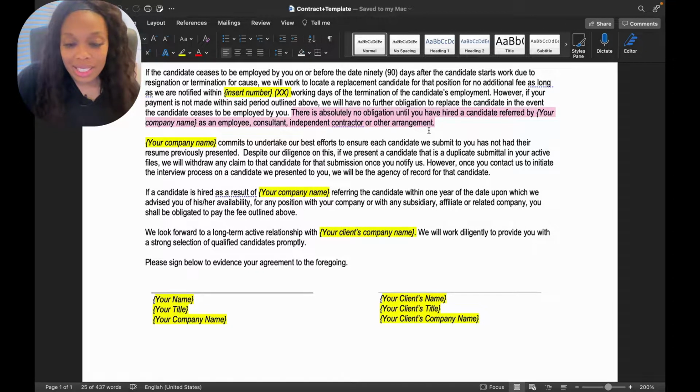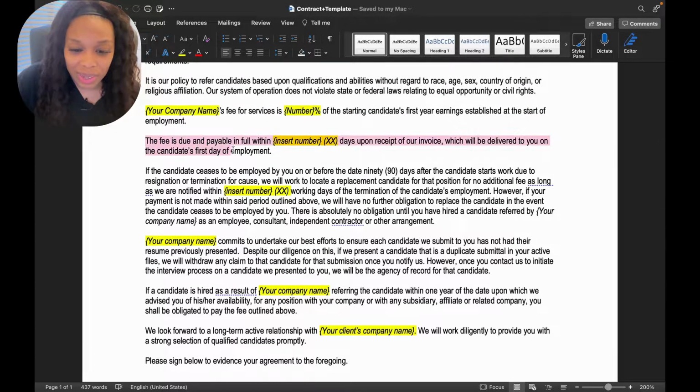So then this next sentence is really just focused on the fact that your client is not obligated to any of the terms within this clause until they've actually hired the candidate. It's just saying, in whatever form that is, whether it's an employee, a consultant, an independent contractor, whatever that looks like, they're not obligated to any of these terms that we've outlined thus far until they've actually hired that particular candidate.